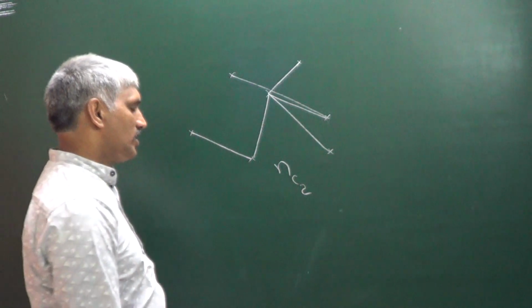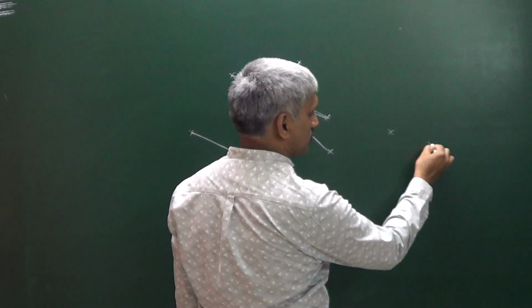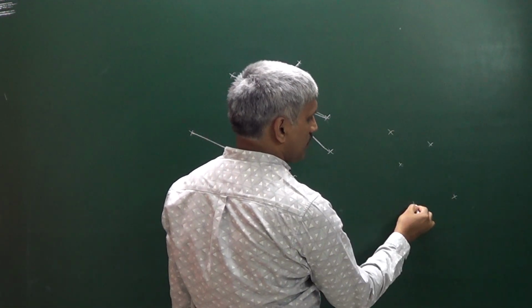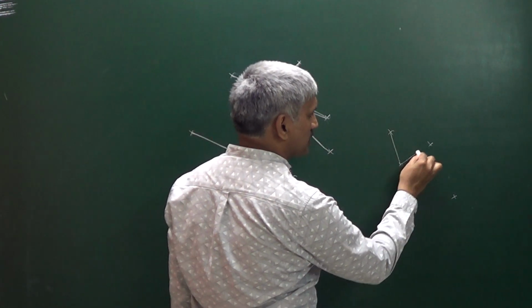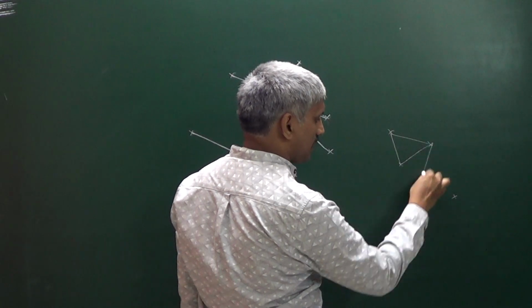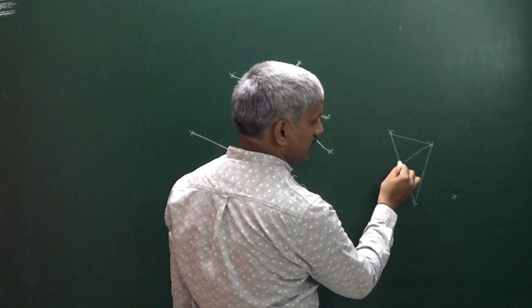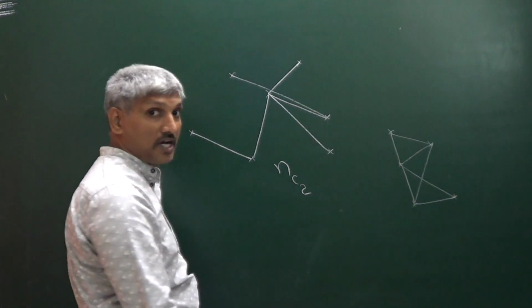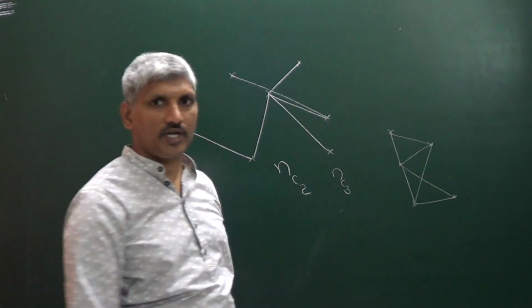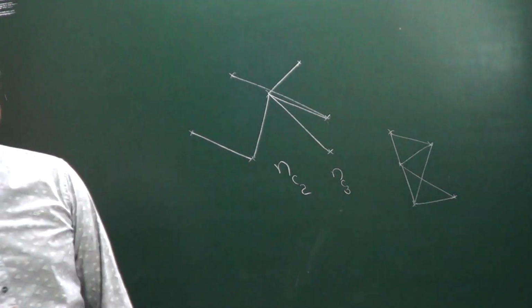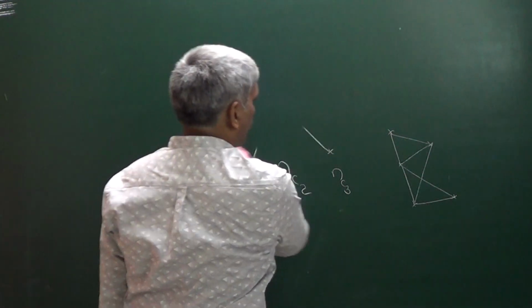At the same time, to get a triangle we require 3 points. So from these n points, select any 3 points, and you will get a triangle. The number of triangles is equal to nC3, and nC2 denotes the number of straight lines.